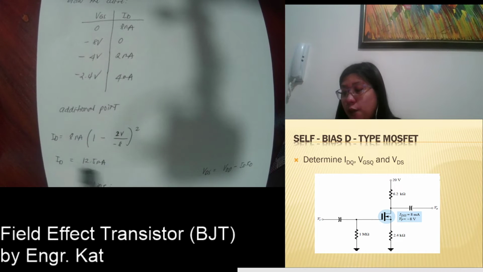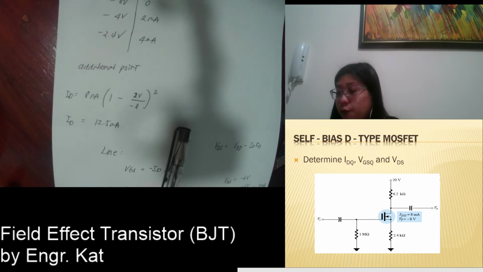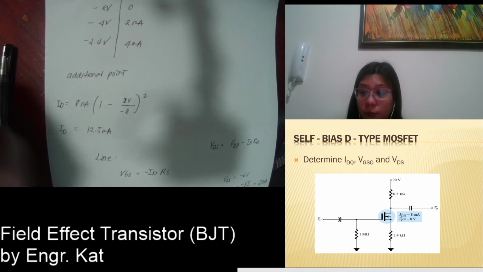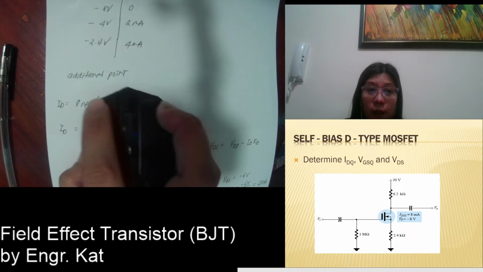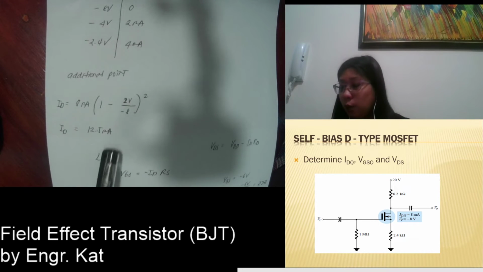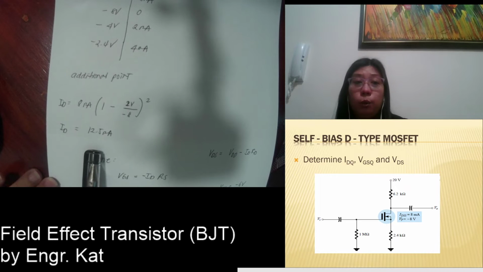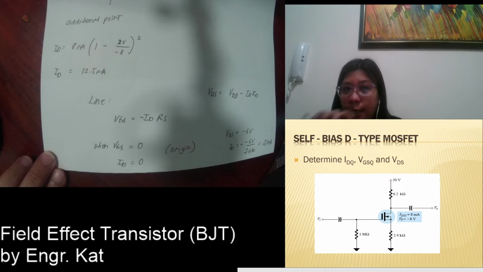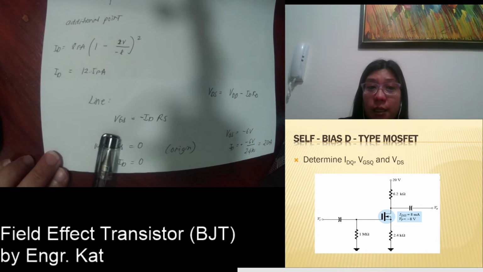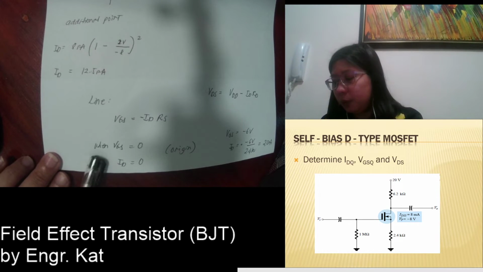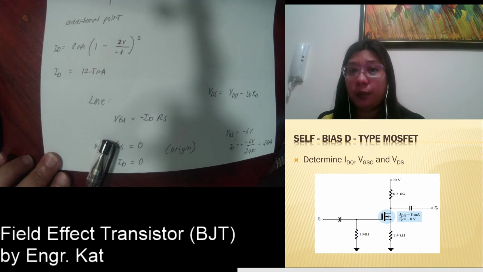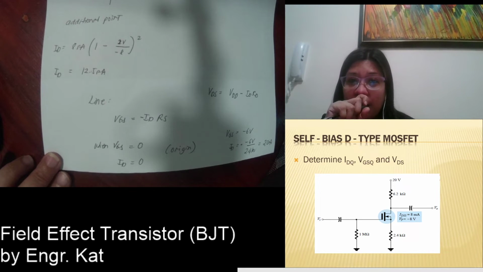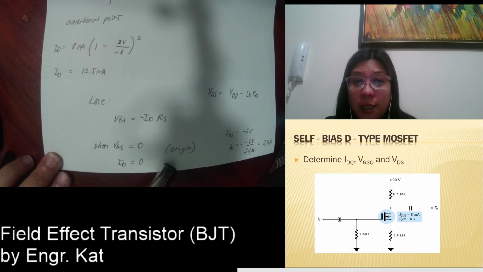So for example, we place a positive value of your VGS, which is positive 2. That will give you an ID equivalent to 12.5 milliamperes. Okay? So for self-bias, what is your formula? Your formula for the line is VGS equal to negative ID multiplied by your RS, just like the self-bias in your JFET, okay? So the first point is at the origin. Again, when your VGS is equal to 0, your ID is equal to 0.